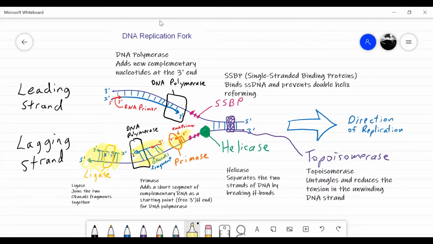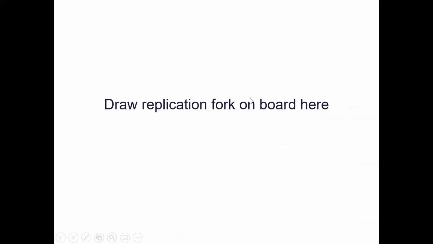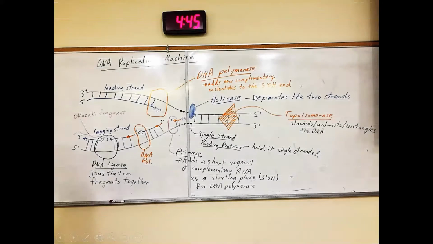So I'm going to switch back to the PowerPoint. Hopefully everyone got all the important things there. And where's my PowerPoint? Oh, there it is. So it says draw a replication fork on the board here. And so here we go. This is from, I think, last fall. I drew this on the board. And so you can see it's not that much different. In fact, yours probably has a little bit more detail than this one. It has a slightly different color scheme, but basically all the same information there.